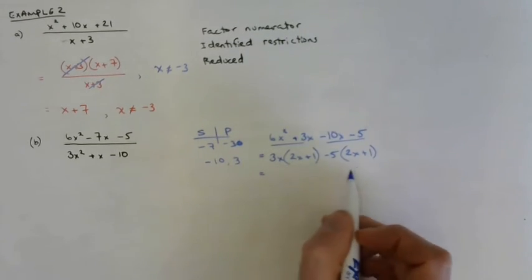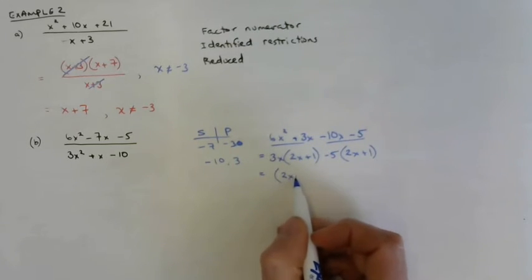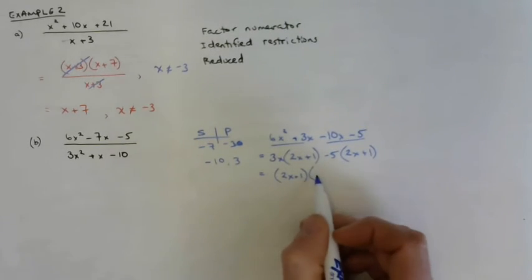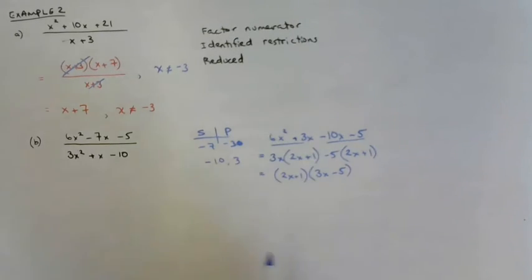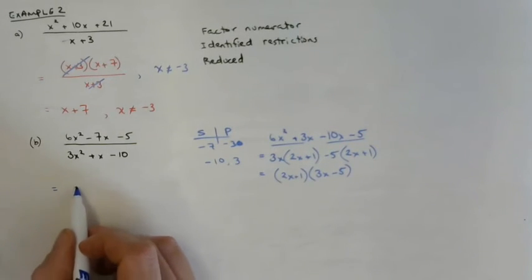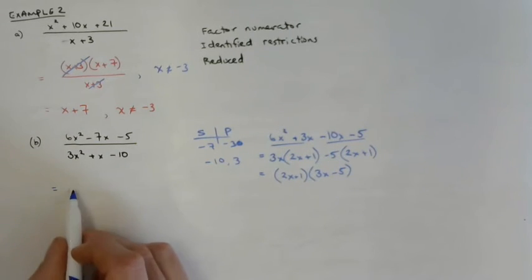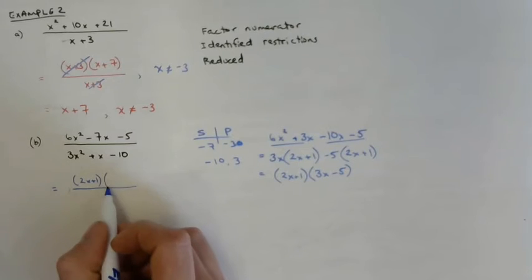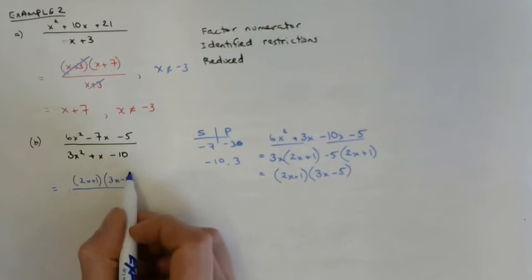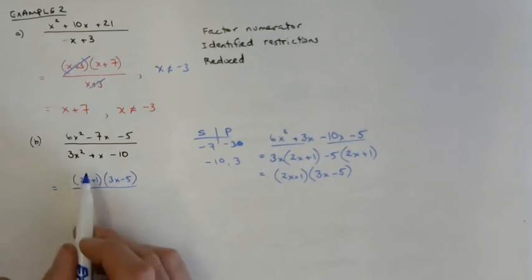And now I have two terms, and the common factor between them is 2x plus 1. 2x plus 1 needs to be multiplied by 3x, needs to be multiplied by -5. Okay, so now that I've done that work, that's the numerator. I'm going to put that in here for the numerator. 2x plus 1 times 3x minus 5. Okay, you would do the same thing for the denominator.